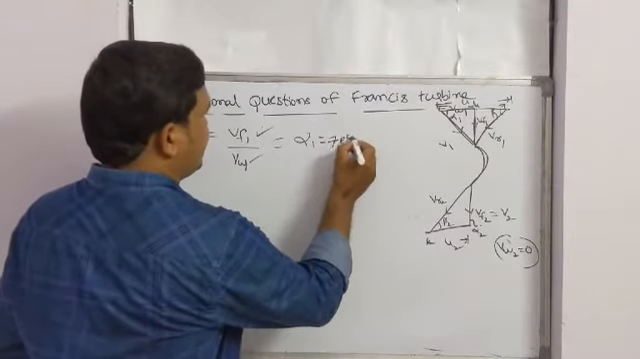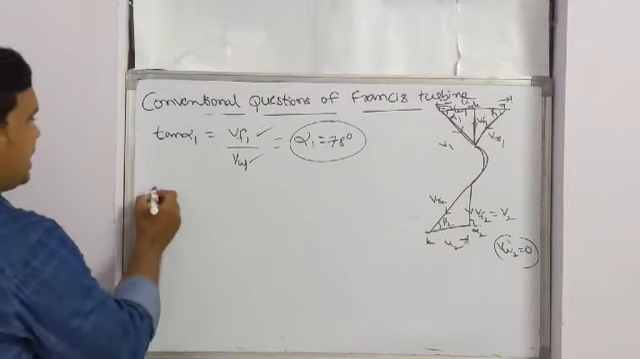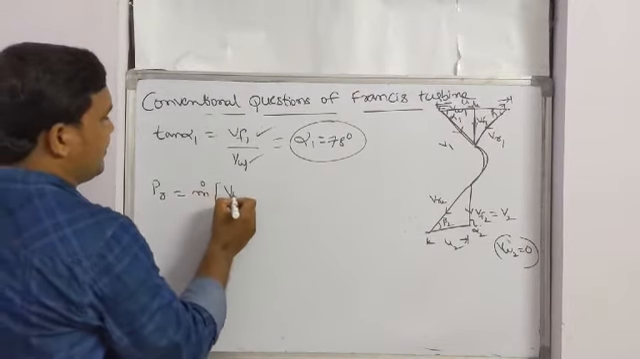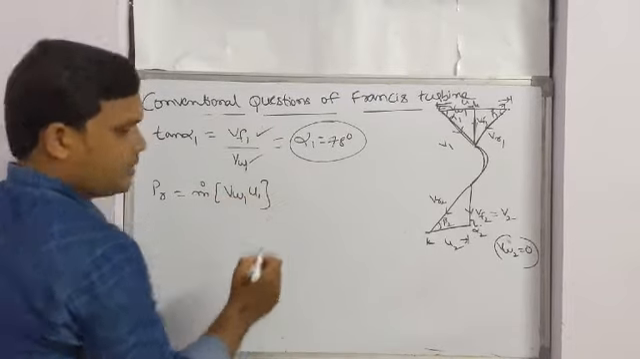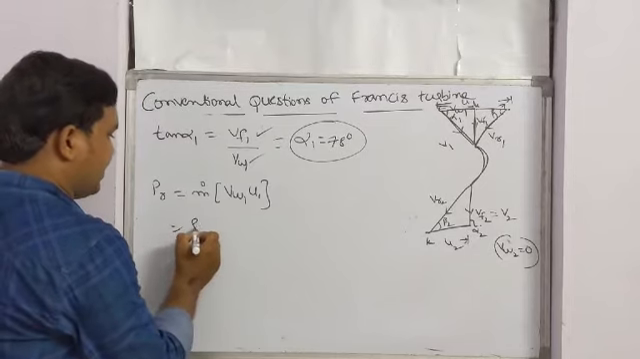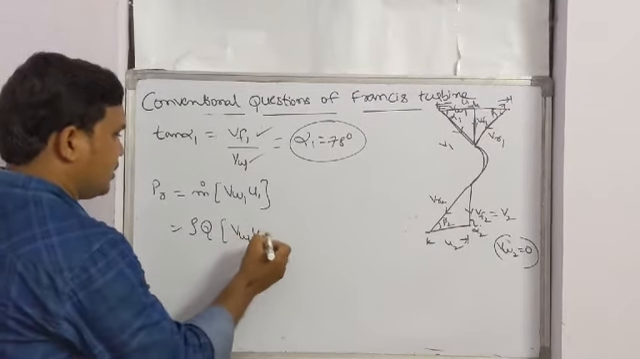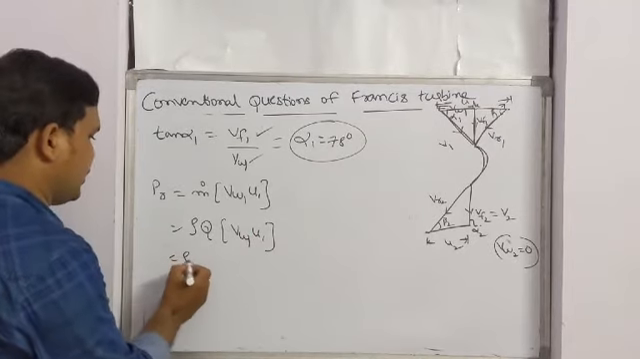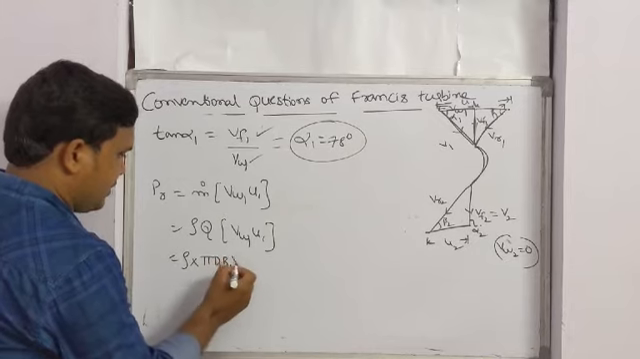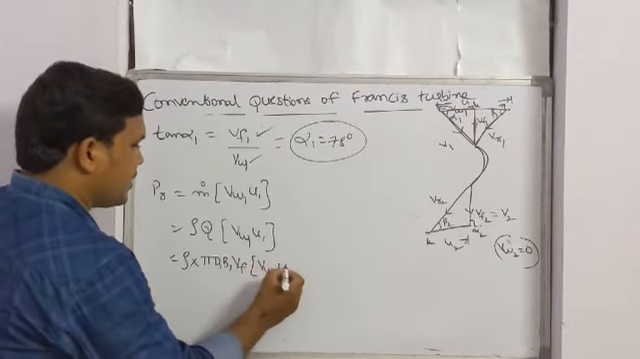So alpha 1 is 78 degrees. On the last one, runner power. Runner power is equal to m dot into VW1 U1. So m dot, the mass of water flow per second, we can write as rho Q. So m dot VW1 U1, again rho into discharge pi D1 B1 VF1 into VW1 U1.